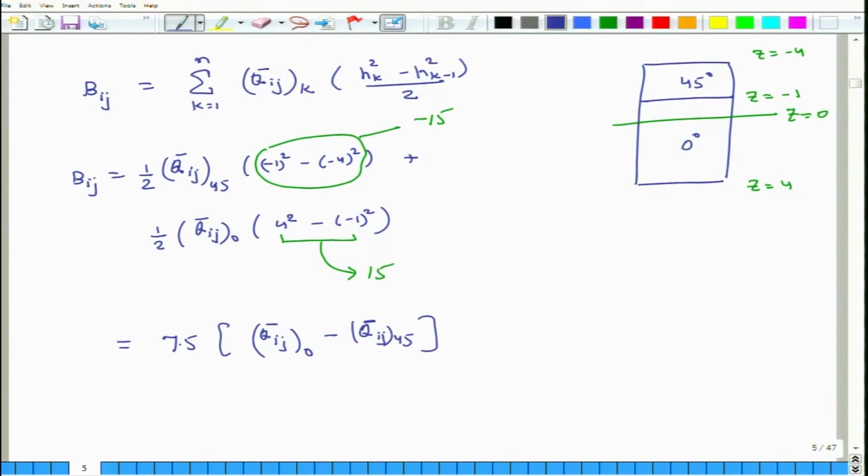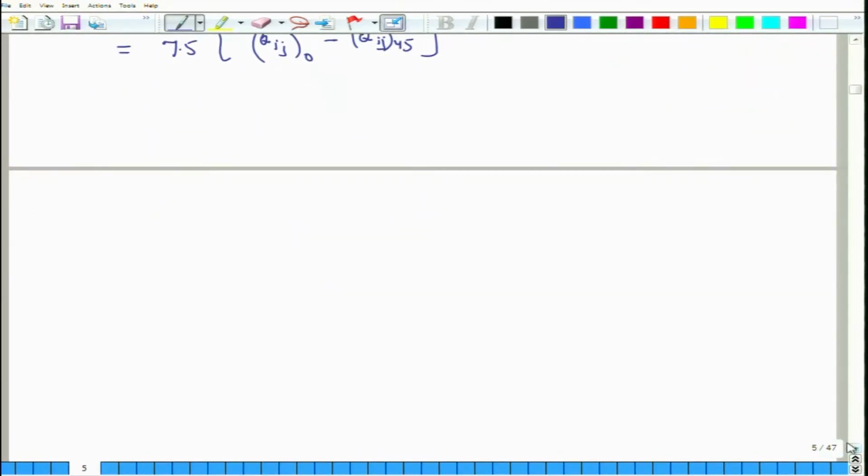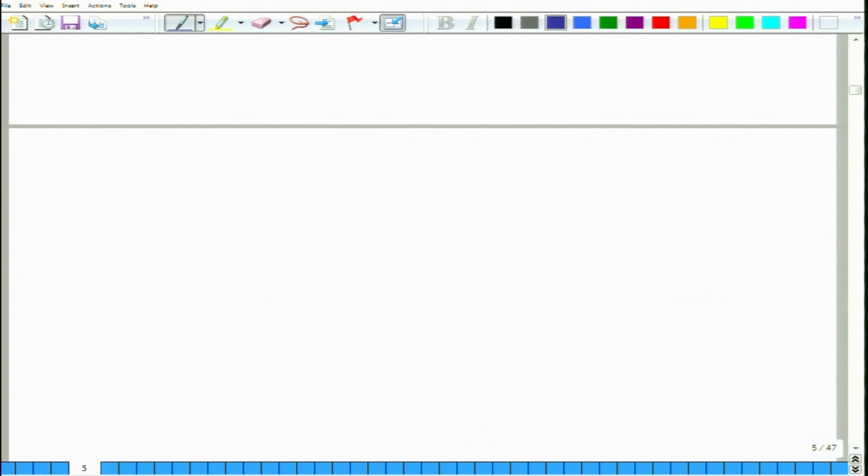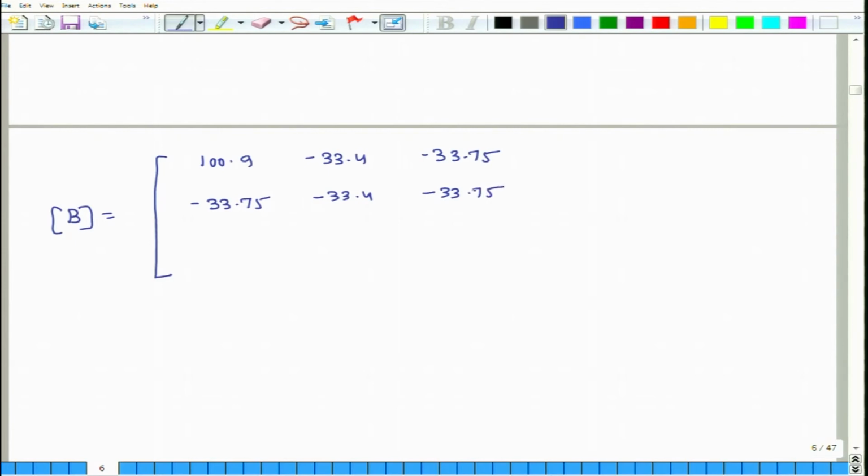So, using this I can calculate different values of the B matrix, and if I do all the computations, what you find is that the B matrix looks something like this: 100.9, minus 33.4, minus 33.75, minus 33.75, minus 33.4, minus 33.75, minus 33.75, minus 33.75, and the last element is minus 33.4.